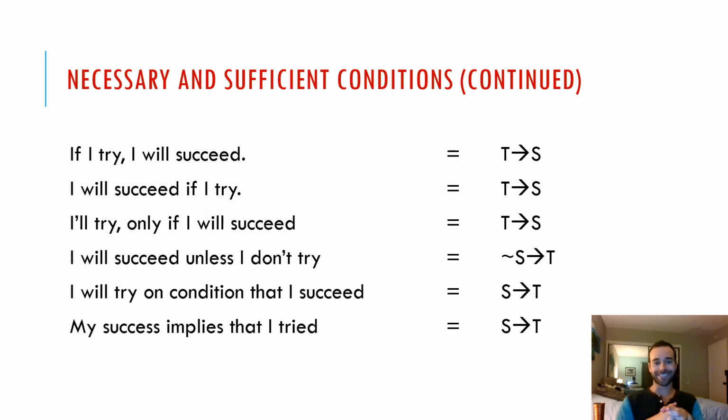Next, my success implies that I tried. In an if-then statement, we would write this as if I succeed, then I will have tried. And there are many different ways. These are only a few of the different ways in which we can understand conditional statements and the necessary and sufficient components. Because English is such a complicated language, there are many ways to express necessary and sufficient conditions.